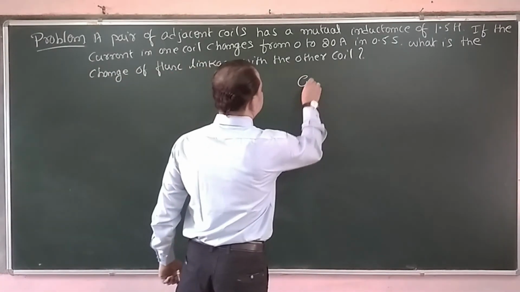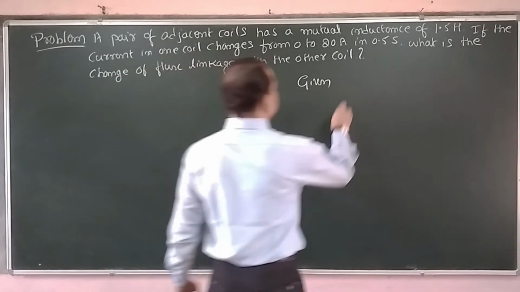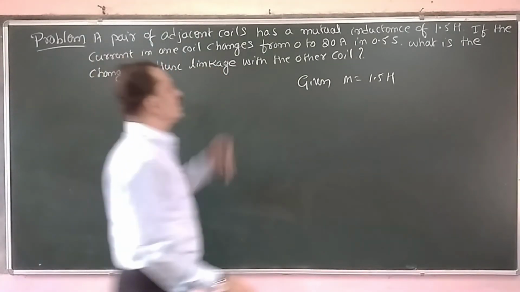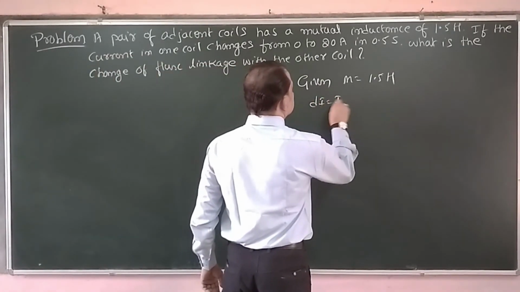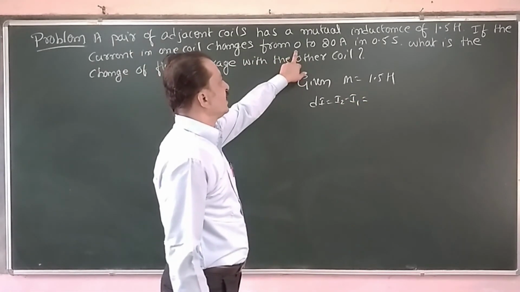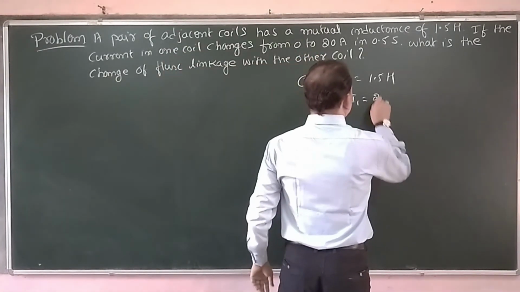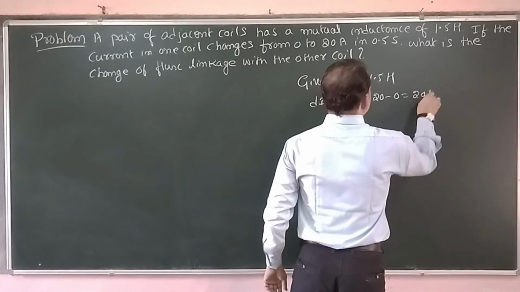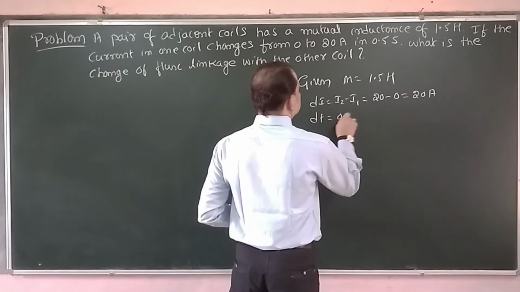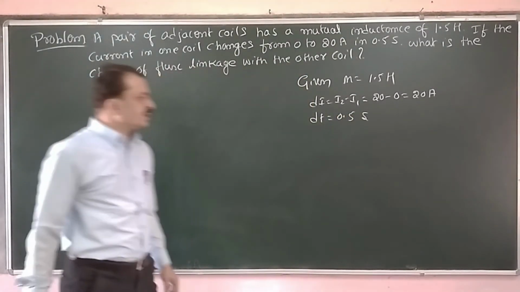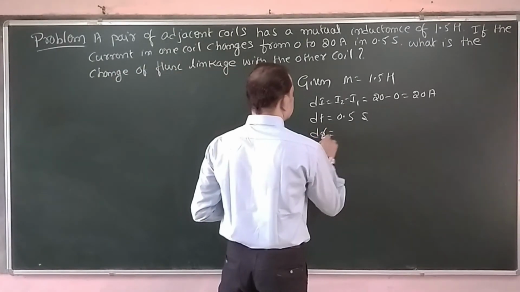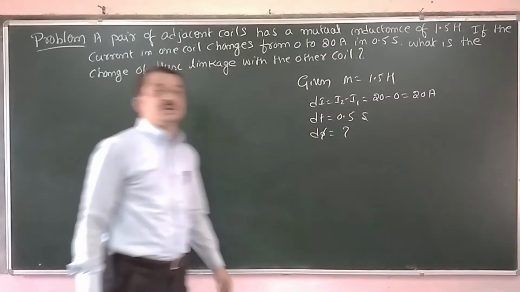Now given here, mutual inductance is given, that is M is 1.5 Henry. The change in current is given, di is equal to I2 minus I1. So it is changing from 0, that is I1, to 20 amps, I2. That is 20 minus 0, that is 20 amps. In what time is it changing? That is dt is equal to 0.5 seconds. What is the flux linkage? We have to work out what is d phi, the flux linkage.